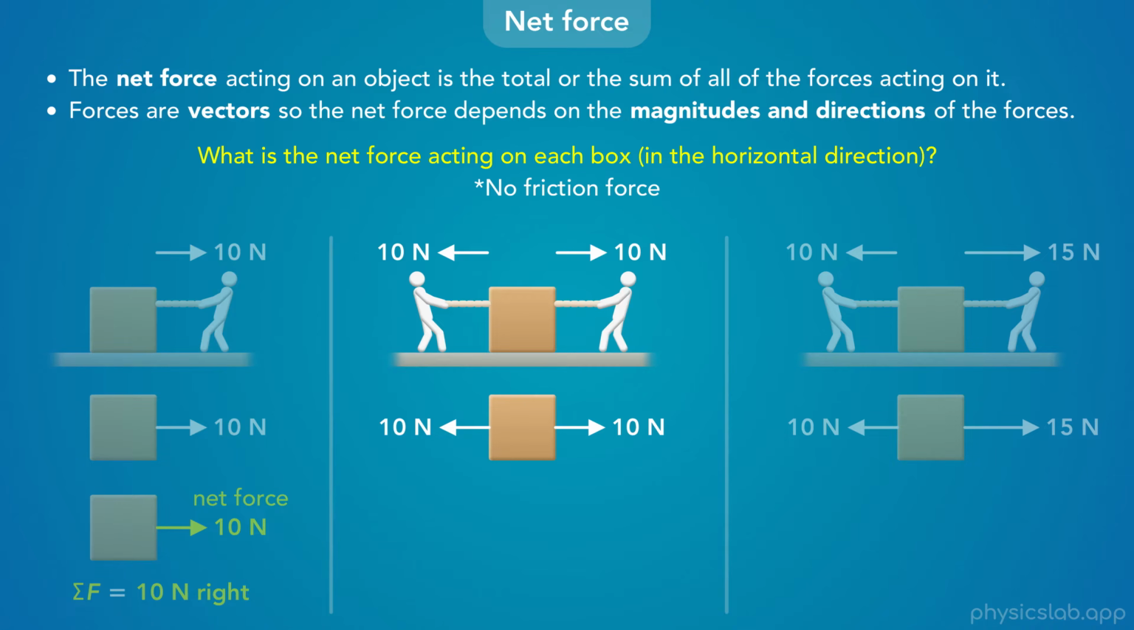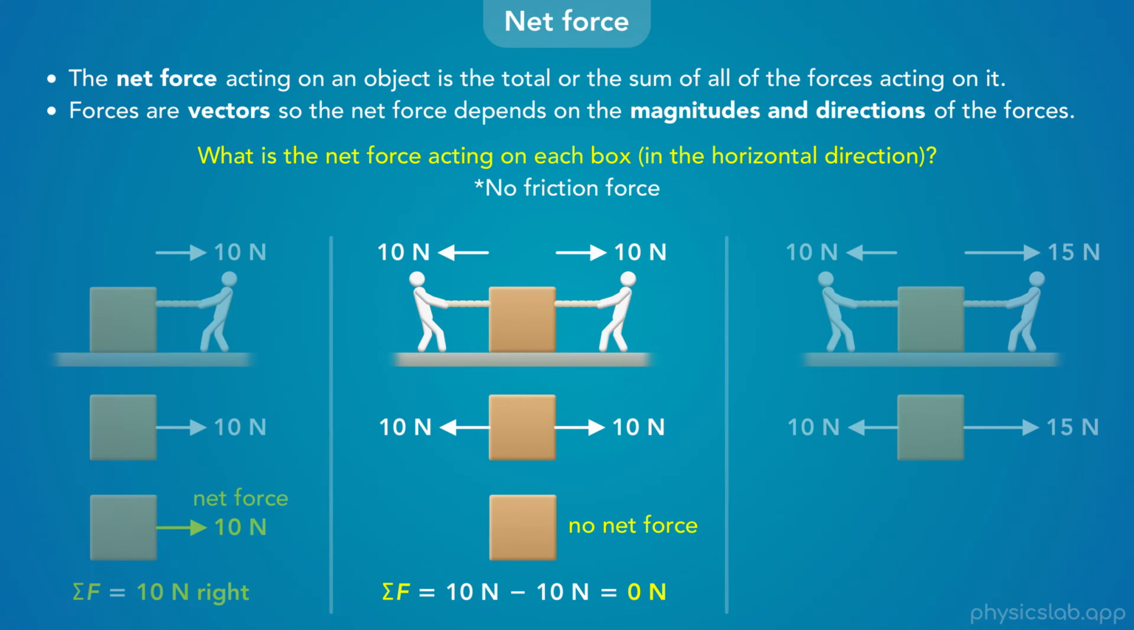In the second example, there's a 10 newton force acting to the right and a 10 newton force acting to the left. In this case, the net force is 10 newtons minus 10 newtons, which is 0 newtons. So there's no net force on this box. We're subtracting one force from the other because they point in opposite directions. And since forces are vectors, we need to account for those directions.